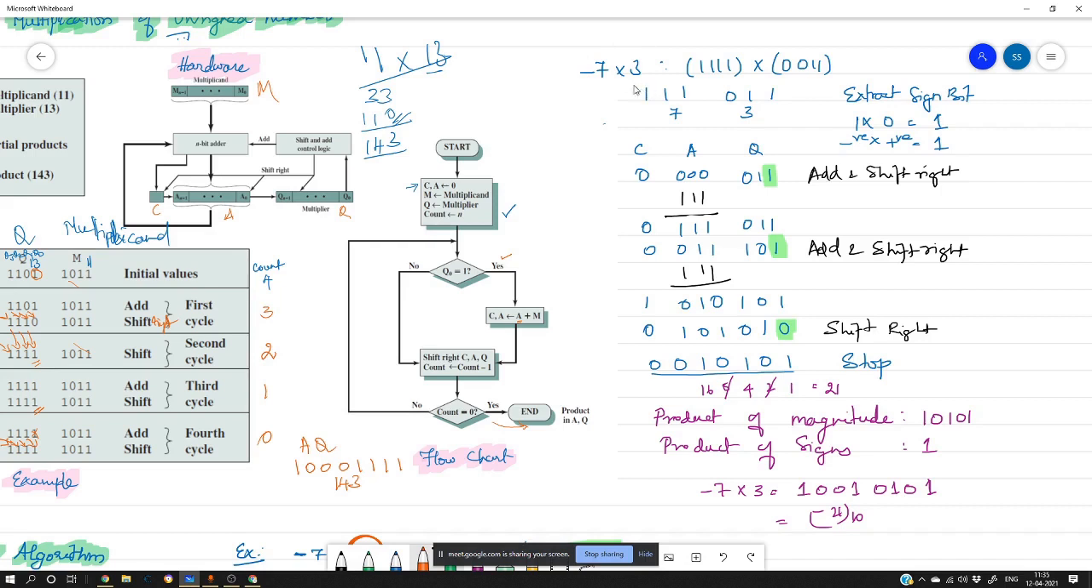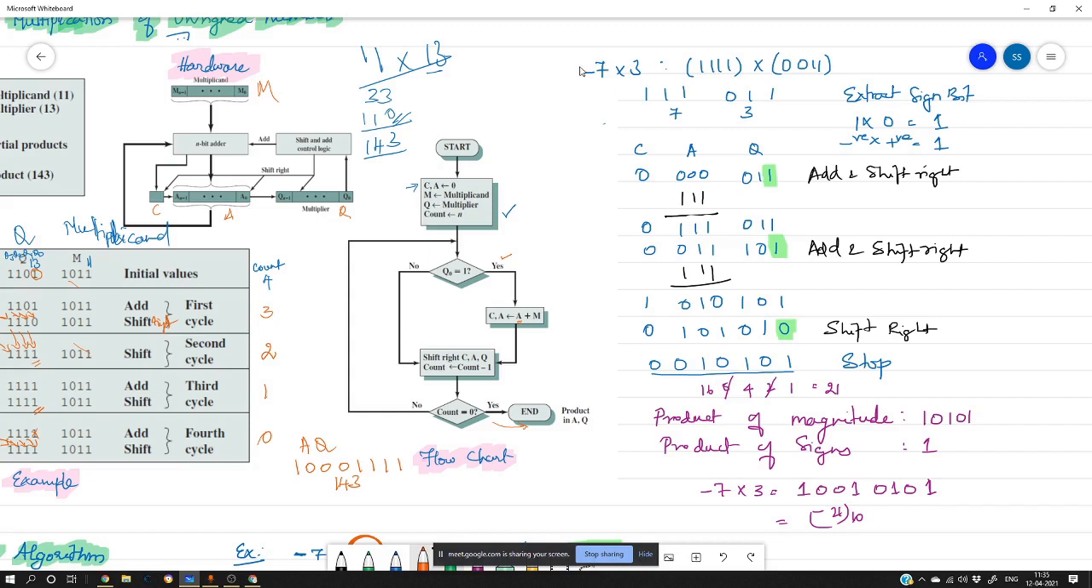In the case of multiplication, the sign bit is going to be treated separately. If the sign bits are both the same, then the sign of the product is going to be positive. So minus 7 into 3 is going to get us minus 21, whereas 7 into 3 or minus 7 into minus 3 will get us positive 21. Isn't it? If it is 7 and minus 3, then again the result is going to be negative. So the sign bits have to be treated separately.